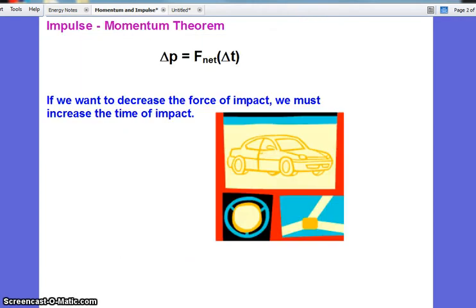Now, one other way that they are related is through the impulse momentum theorem. So the change in momentum is equal to the total force acting on that object times the time of impact. How much time is that force being applied? What this is saying is that if we want to decrease the force of impact, if we want this to be lower, for the same amount of change in momentum, we must make the time of impact larger.